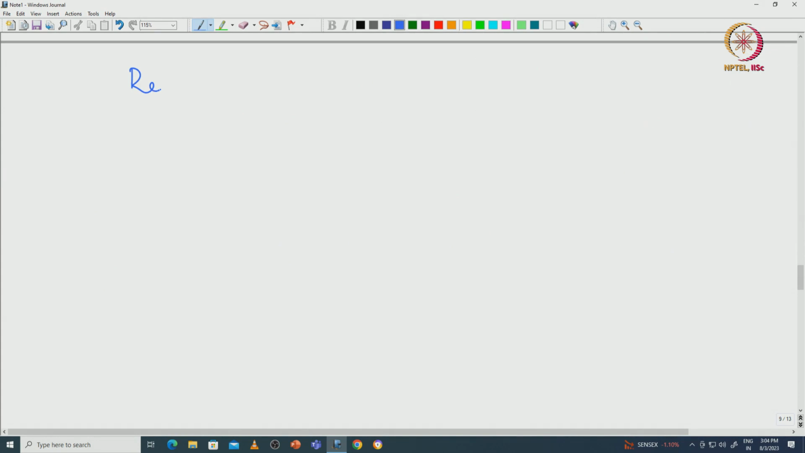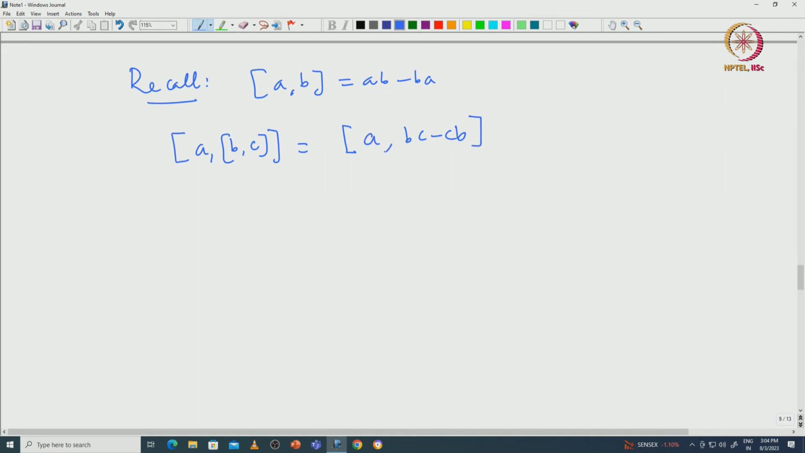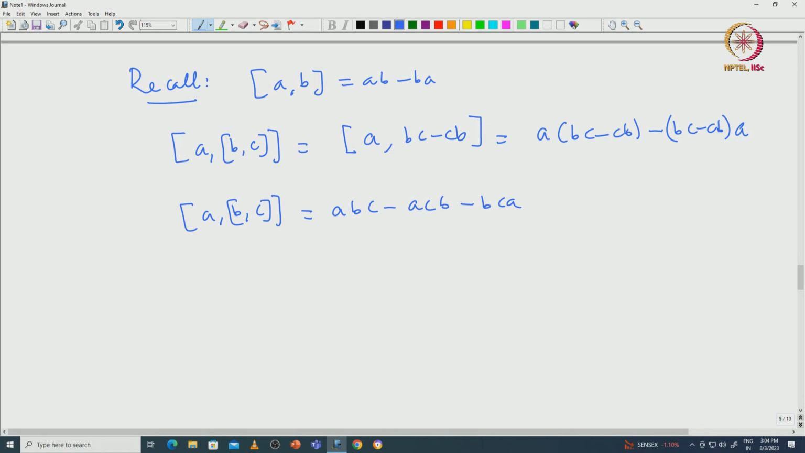So, recall what the commutator is. Bracket AB is nothing but AB minus BA, that is what we defined for elements of M_n(C). So, what is A bracket BC? How do you compute this? First take the bracket of BC, which is BC minus CB, then take the bracket with A. It is A times (BC minus CB) minus (BC minus CB) times A. If you do the calculation, it gives ABC minus ACB minus BCA plus CBA.